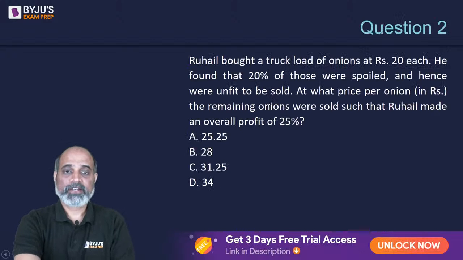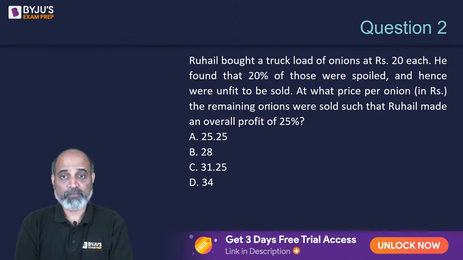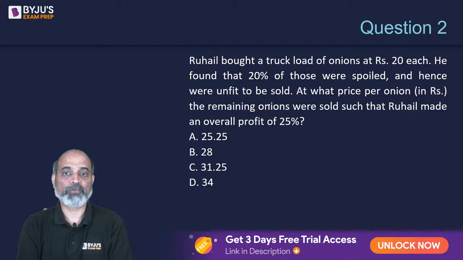Right? Okay. Let's look at the next question. Ruhel bought a truckload of onions at rupees 20 each. He found that 20% of those were spoiled and hence were unfit to be sold. At what price per onion should the remaining onions be sold such that Ruhel made an overall profit of 25%?